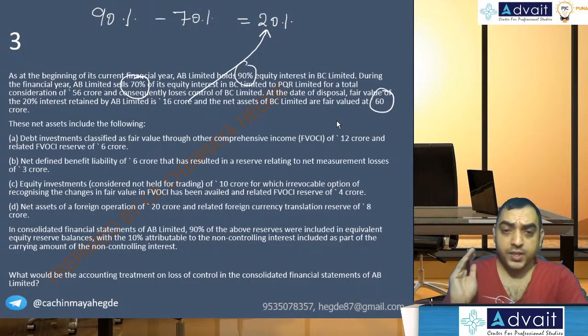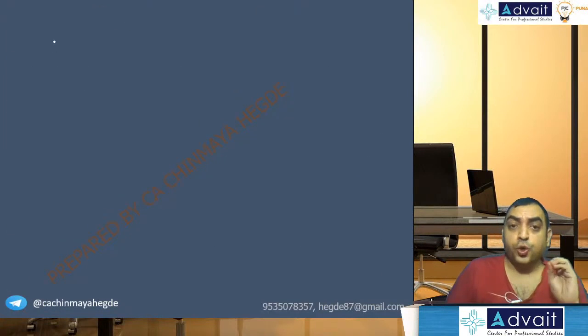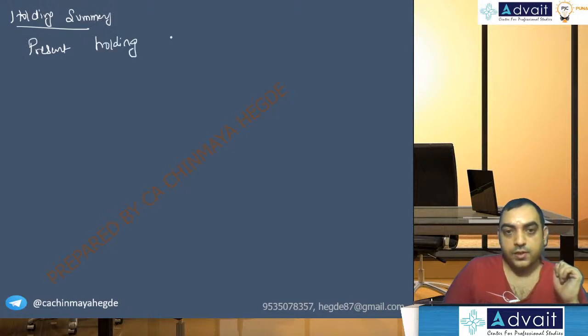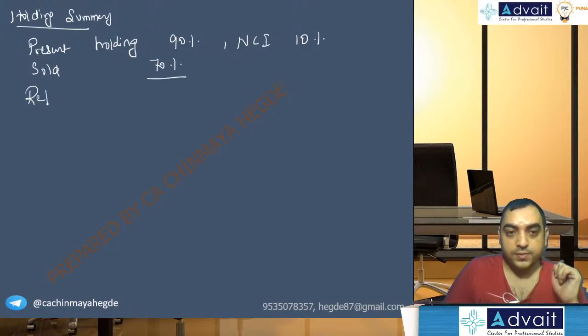Okay, hope you have read it. Let us solve it now. Okay, first let us do holding summary. So present holding, 90% holding company, and NCI will be remaining 10%. Sold 70%, so retained 20%.